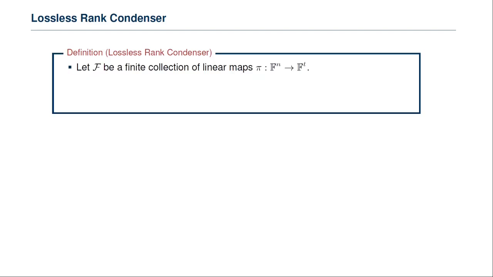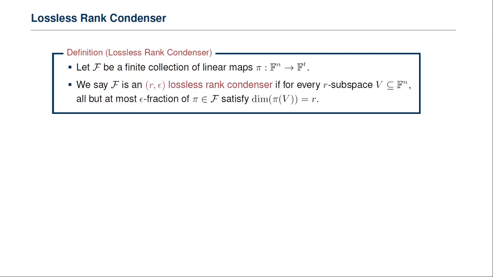Variety evasive subspace families are also related to pseudorandom objects called lossless rank condensers. Here's the definition. Suppose F is a finite collection of linear maps from F to the n to F to the t, and we say F is an r epsilon lossless rank condenser if for every r-subspace V, all but at most an epsilon fraction of the linear maps in F preserve the dimension of V. And these objects have applications in PIT and pseudorandomness, and there are explicit constructions for these objects.